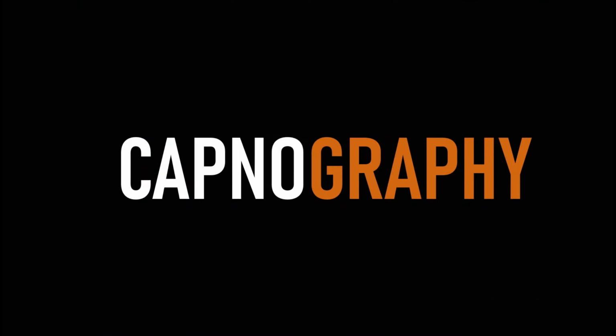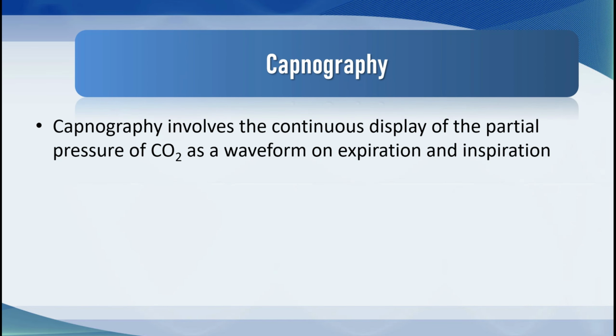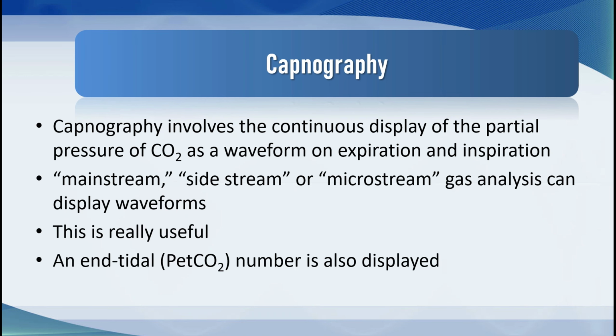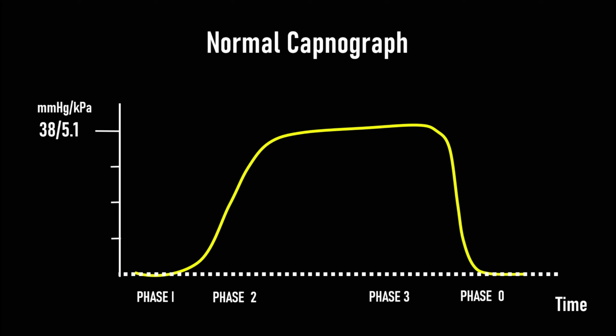Now let's move on to capnography. Capnography refers to the continuous display of the partial pressure of carbon dioxide as a waveform in inspiration and expiration. Mainstream, sidestream, and microstream gas analysis can display waveforms, and this is really useful. The end-tidal CO2 number is also displayed. So let's look at the normal capnograph. It looks like this and has characteristic phases.